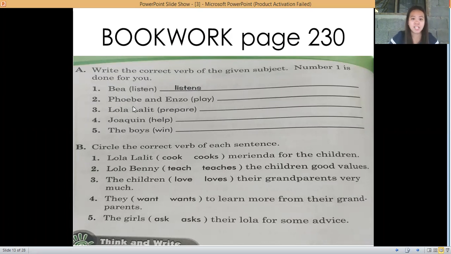So let's go to number 2. Same. Phoebe and Enzo. What is the verb? It is play. So what is the correct form of verb we're going to use? Please write your answer here. Ready and go.